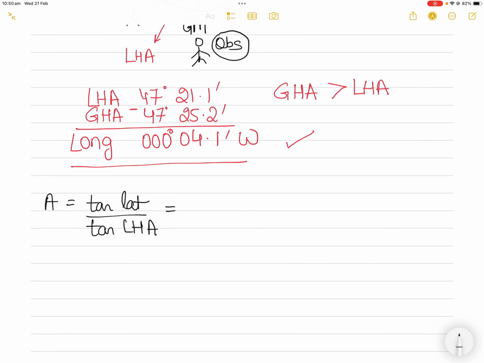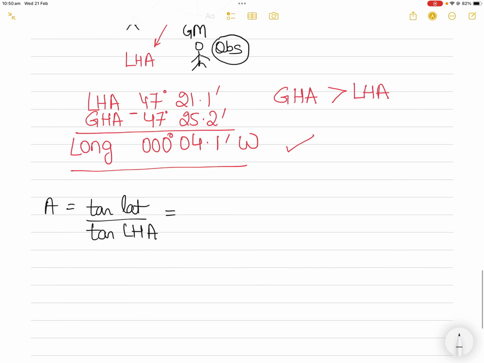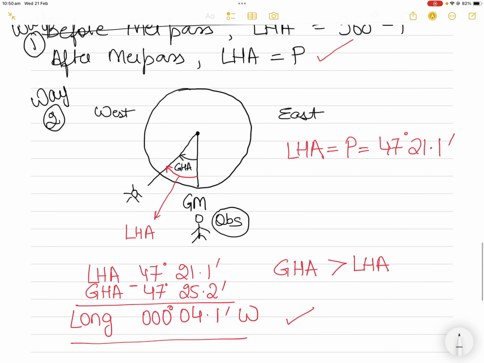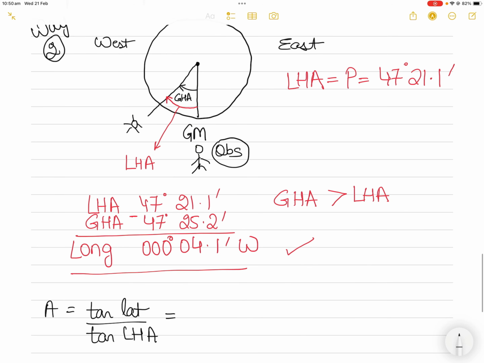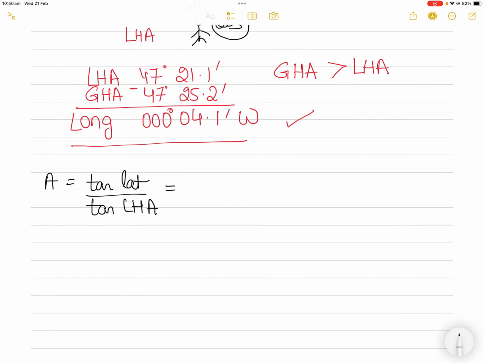But the funny thing is, whether you use P or LHA, and the values are differing, in this case if you were using 47 degrees 21.1 minutes, or if you subtract it from 360 and use that 313, you will still get the same answer. But don't confuse yourself. Once you have determined P equals LHA, use LHA. Forget about the letter P. So here tan lat by tan LHA, just use what you know. So tan 10 degrees 11 minutes divided by tan of 47 degrees 21.1 minutes. What you will get is 0.17.